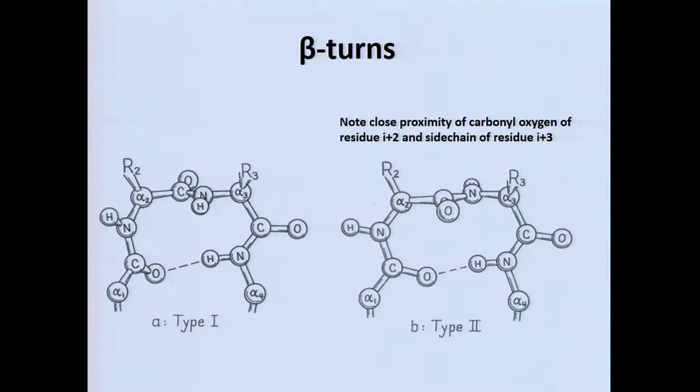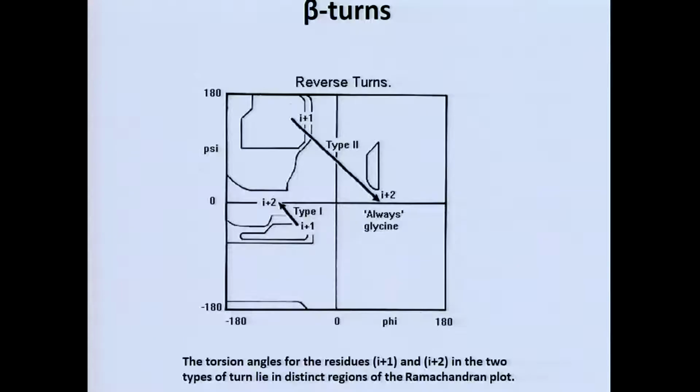These two turns are present usually when there is a beta sheet. So type 1 turn usually appears in around a single dot here, and type 2 turns are present here.